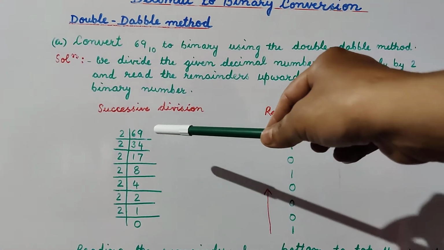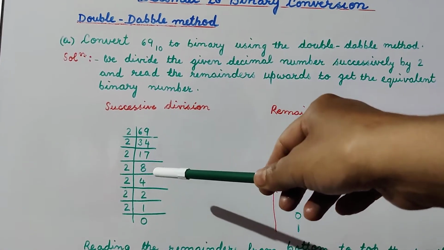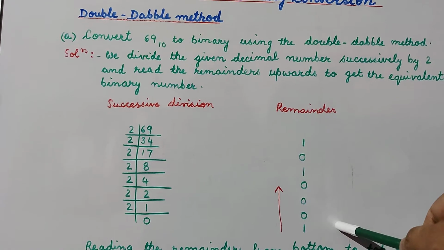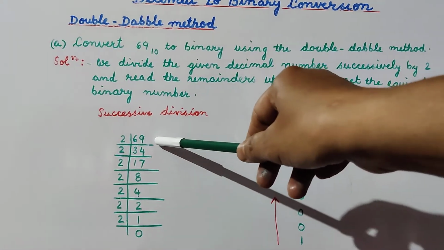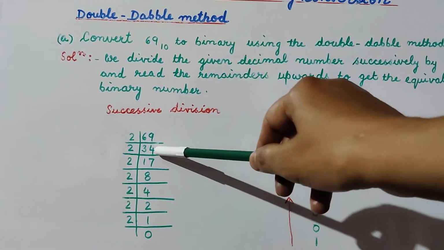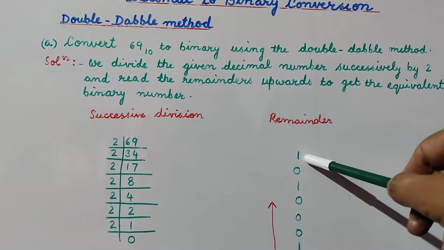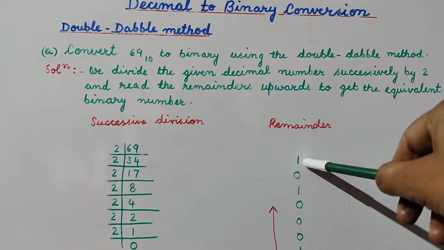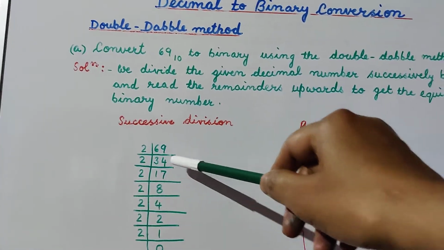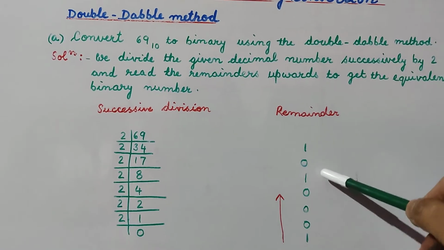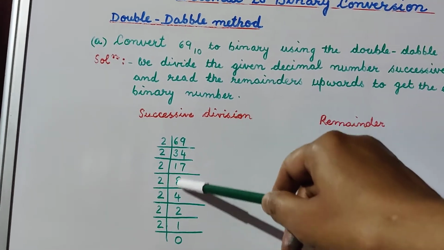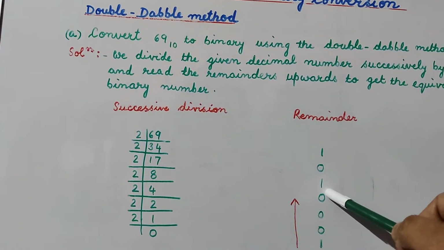Now we will go on dividing the given decimal number by 2 and we will write the remainders side by side. Since the given decimal number is 69, we have divided 69 by 2. We will get 2 34s are 68 and there is one remainder, so we will put the remainder in this column. Then again we will divide 34 by 2. We get 2 17s are 34. There is no remainder, so we will put a 0 here. Then again we divide 17 by 2. We get 2 8s are 16. There is one remainder, so we have put 1 here.